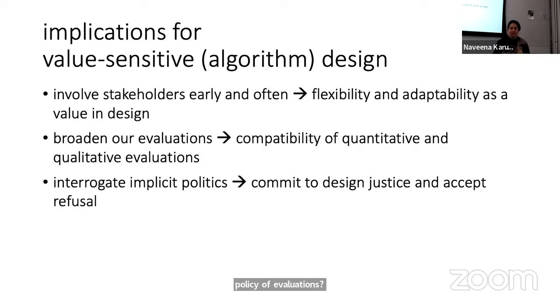And then the final one is thinking about interrogating implicit politics within these systems and thinking about design justice and also accepting refusal as a valid response to an algorithmic system.